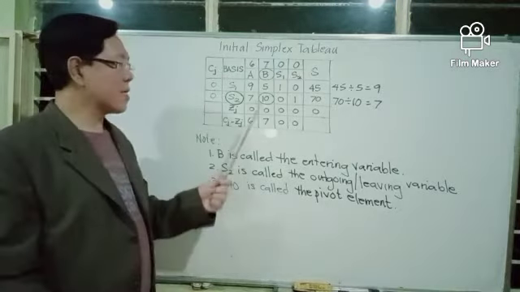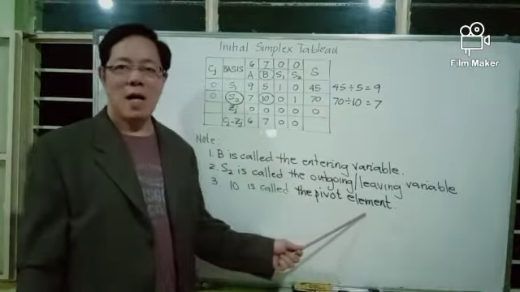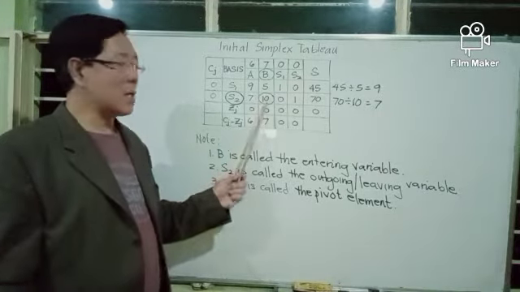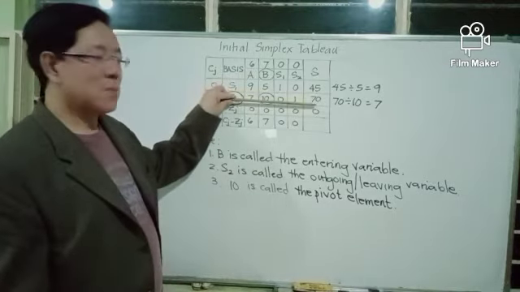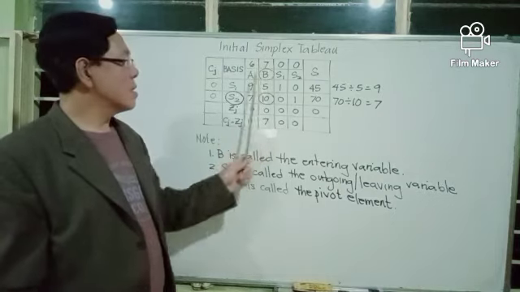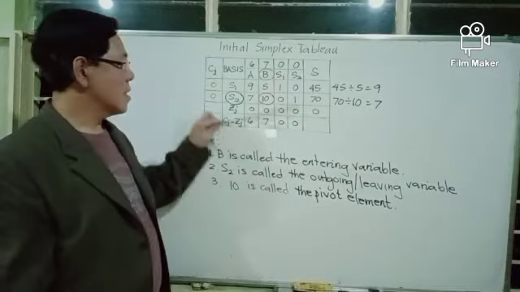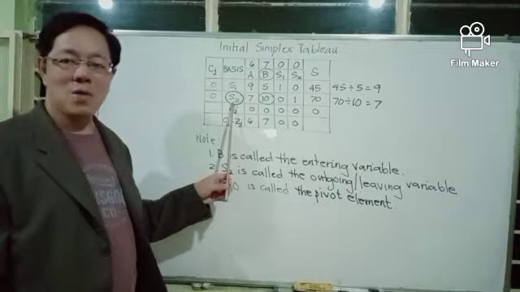Again, this entry 10 is called the pivot element. It is the entry at the intersection of the pivot column and the pivot row. The pivot column is the column that contains the entering variable. The pivot row is the row that contains the outgoing variable.